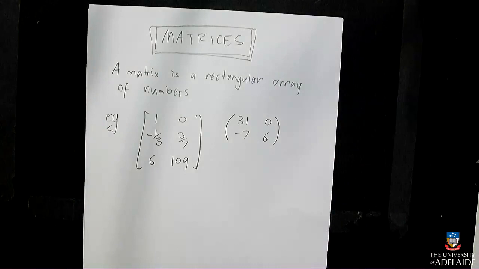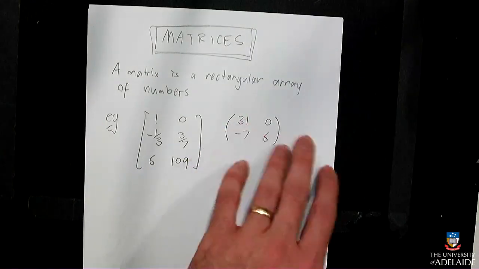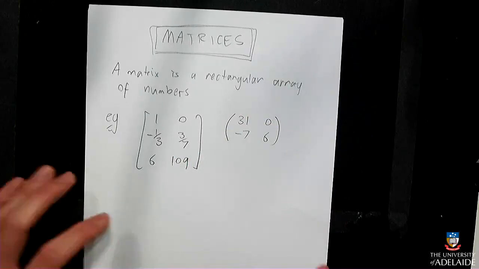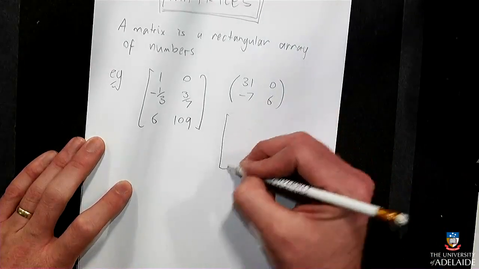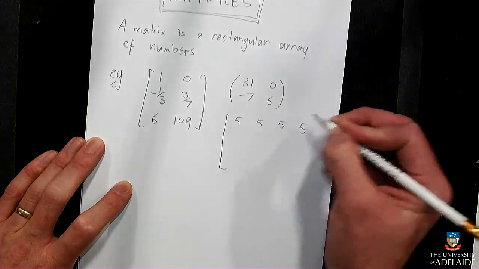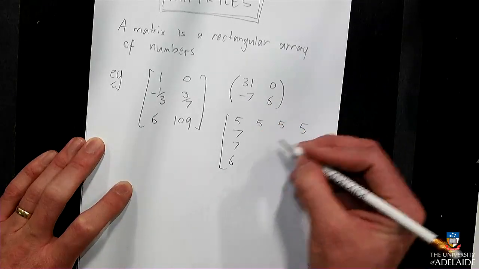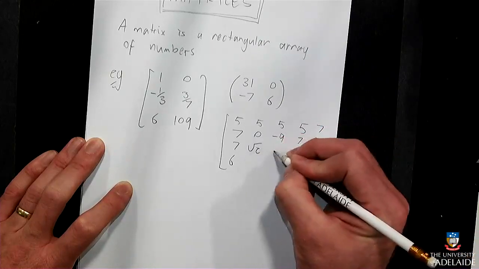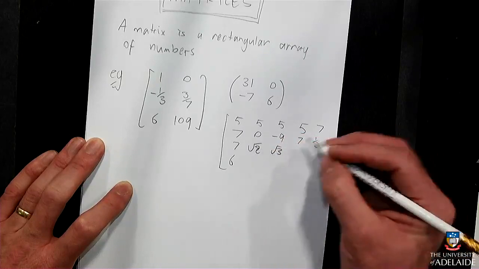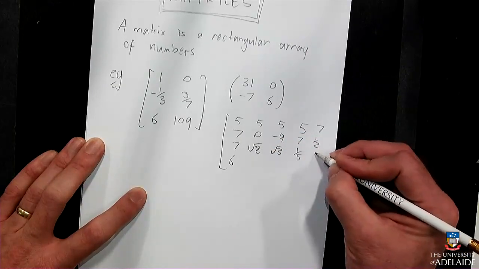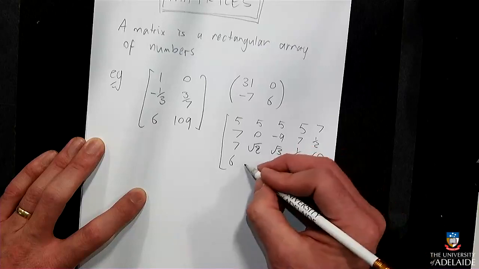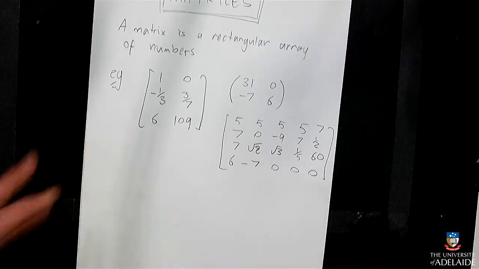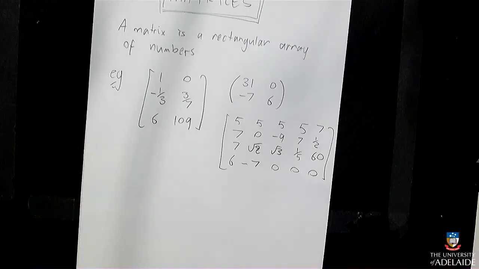So there's nothing stopping them from being square. You're allowed to have the same number across as you do down. And there's nothing stopping them from being very large. And they can have any numbers at all in them. They can be square roots, they can be fractions, they can be big, they can be small, they can be negative. Doesn't matter. Any numbers at all are okay.